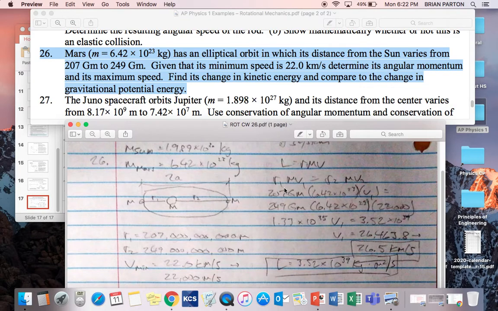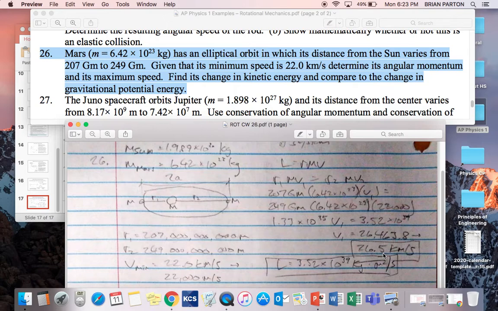So that's 207 gigameters times the mass of Mars times V1, which is the speed we're trying to solve for right here. We're trying to solve for its maximum speed, because we're given minimum speed, equals 249 gigameters times the mass of Mars times the 22,000 we were given. Again, 22 kilometers per second needs to be in meters per second. So once we do the algebra, we get 26,463.8, which we're going to round off to 26.5 kilometers per second.